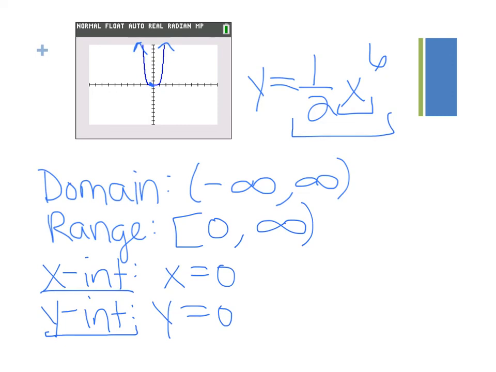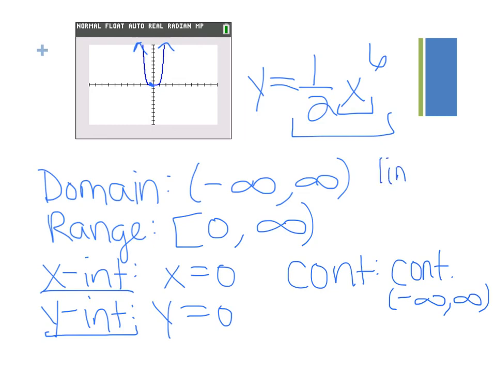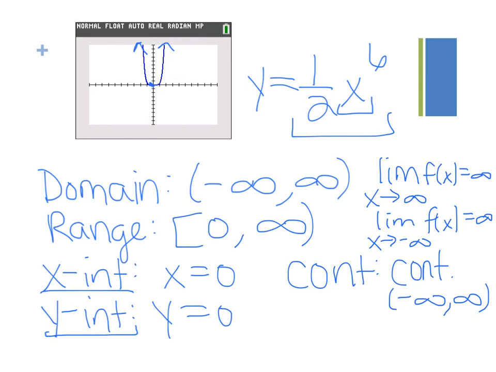And I would say the continuity is continuous. There's no breaks in our graph. The function is continuous from negative infinity to infinity. Our end behavior is going to be the limit as x approaches infinity of the function is equal to infinity, and the limit as x approaches negative infinity of the function equals infinity, because both ends are pointed up.